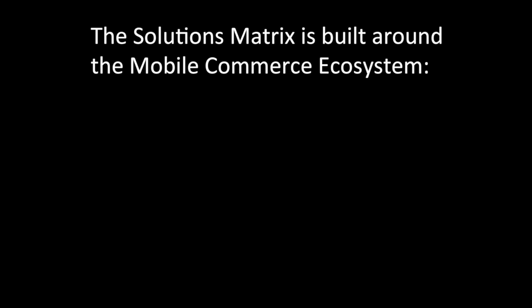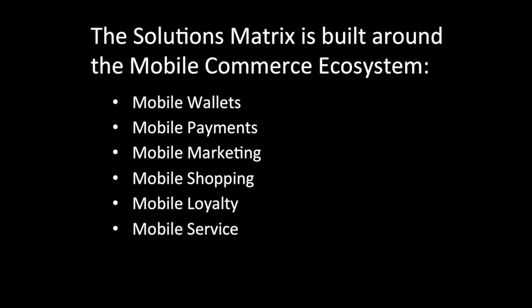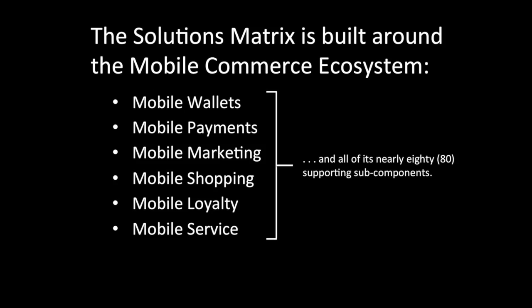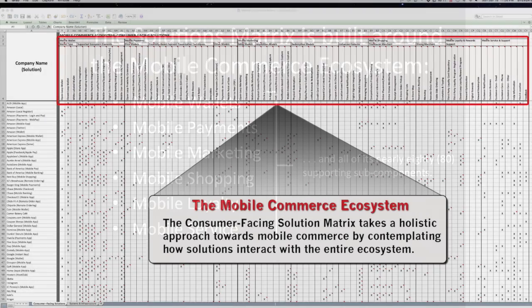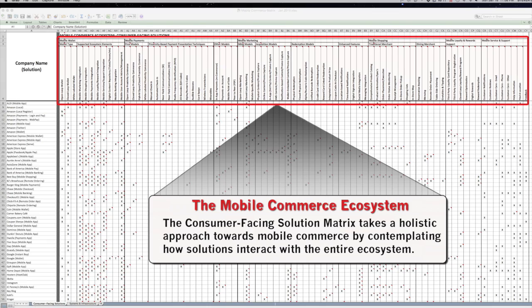The focal point of the Consumer-Facing Solutions Matrix is the mobile commerce ecosystem. Everything that happens in mobile commerce occurs within the ecosystem. We did something that most don't by breaking down the major elements into their respective subcomponents. In order to understand how solutions function, it is necessary to analyze them at a subcomponent level.